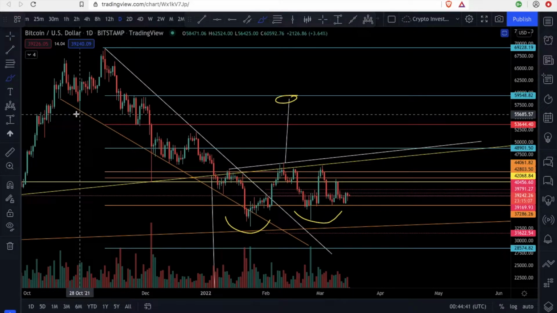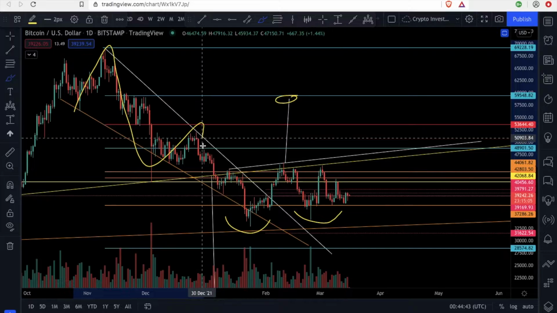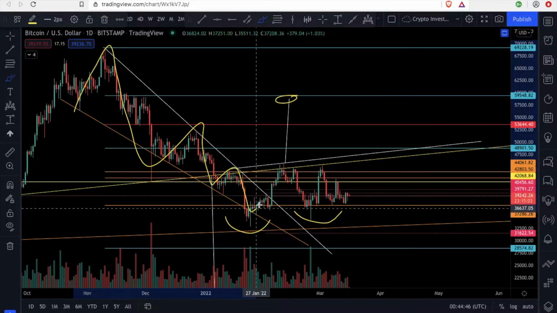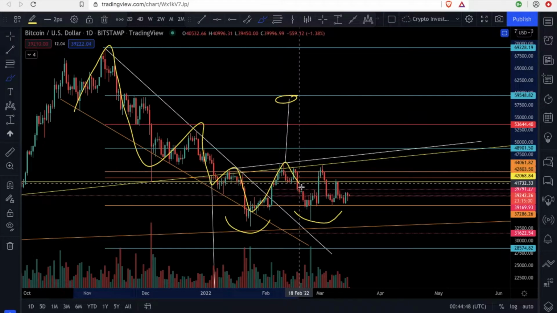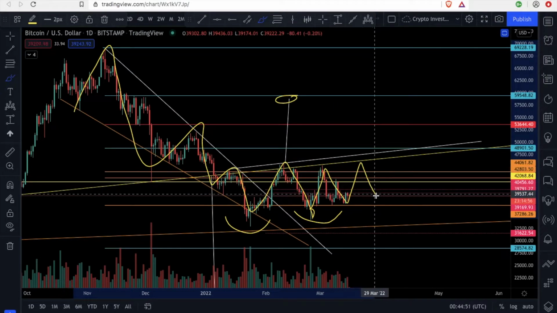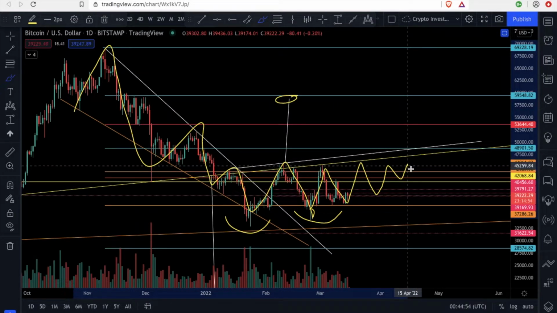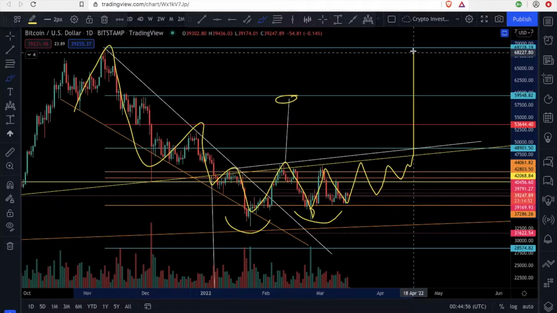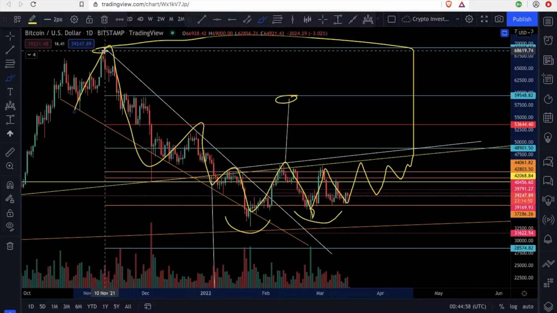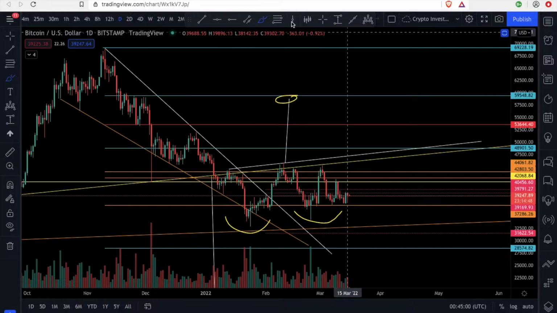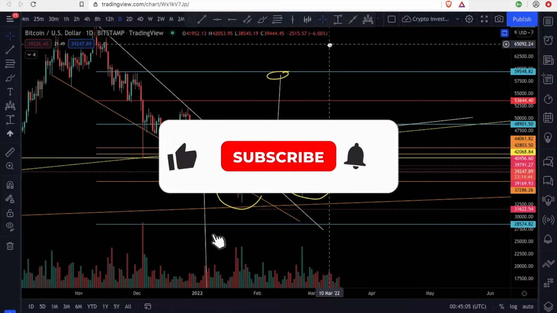I mentioned here the Bitcoin price is following this funny wedge, broke out. It's confirming around these levels. It's still on its way. This pattern is still valid. What is the price target? All the way up to its previous all-time highs, around the $69,250 level.